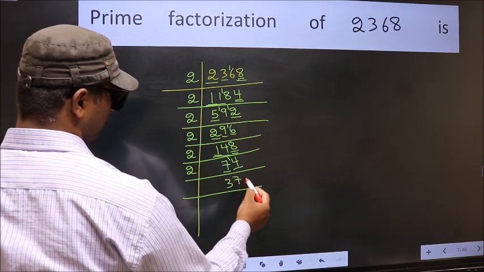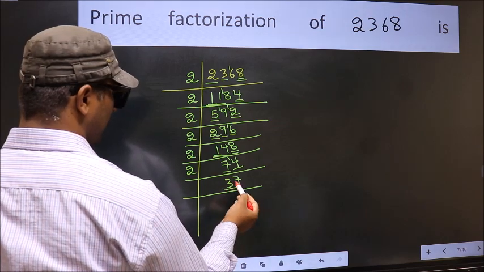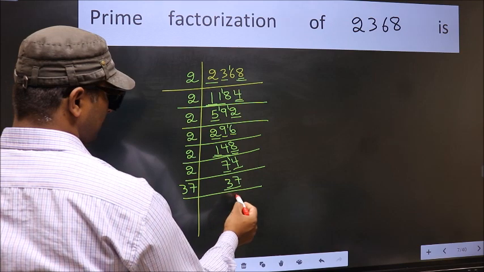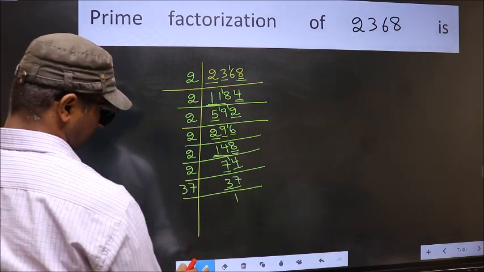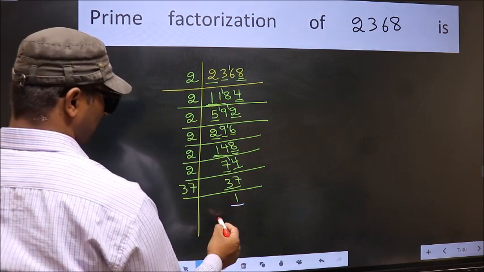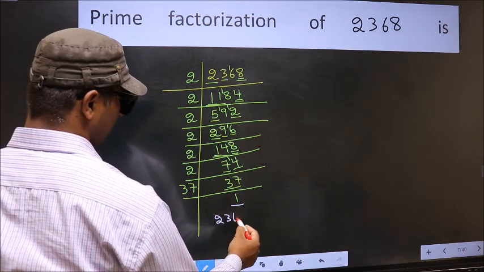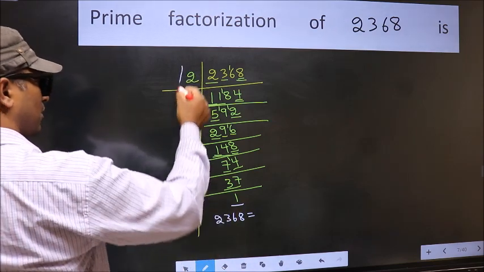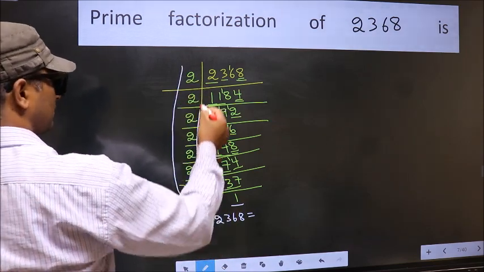2 7s 14. Now here we have 37. 37 is a prime number. So 37 ones 37. So we got 1 here. So the prime factorization of 2368 is the product of these numbers.